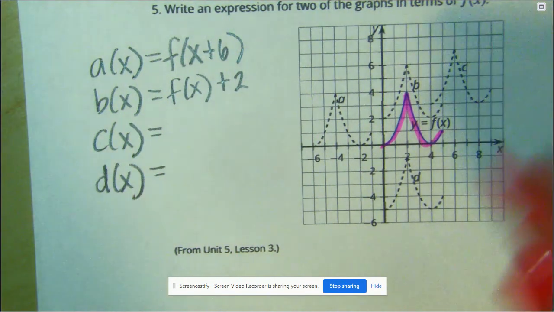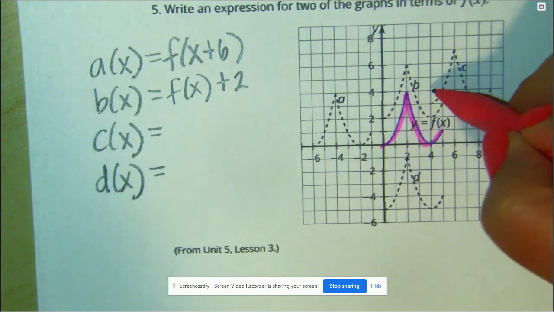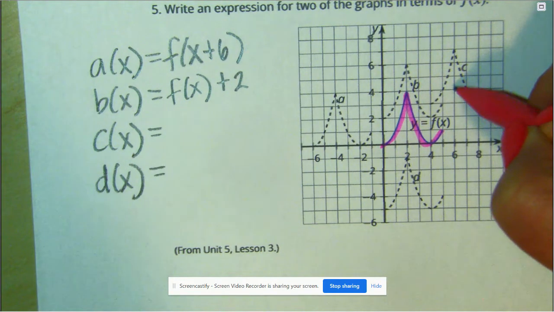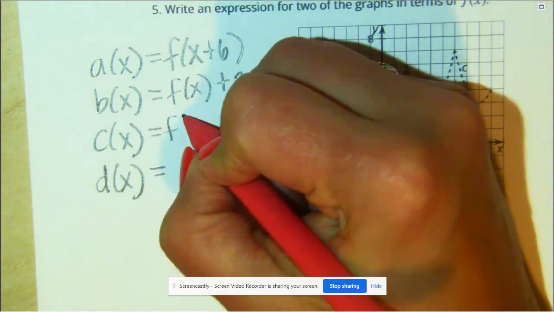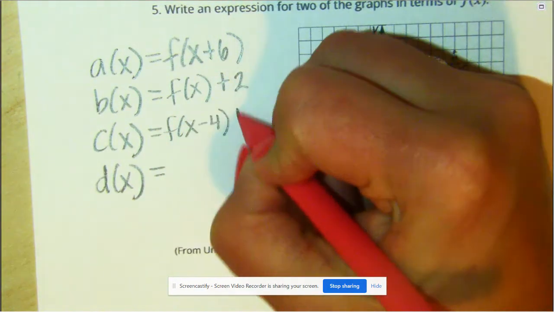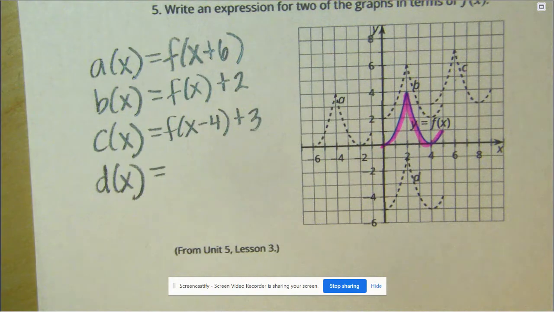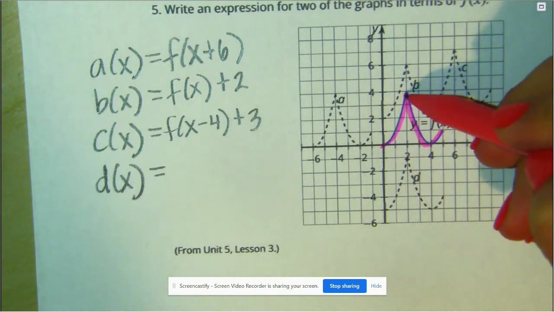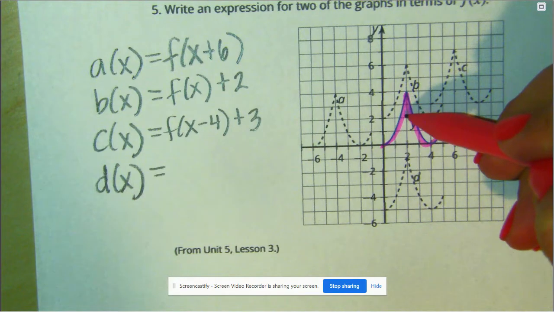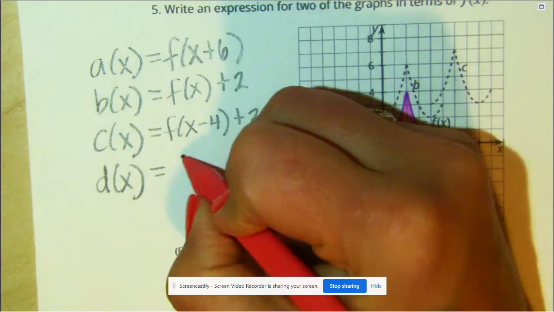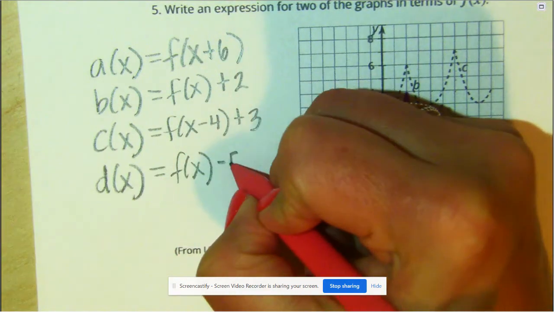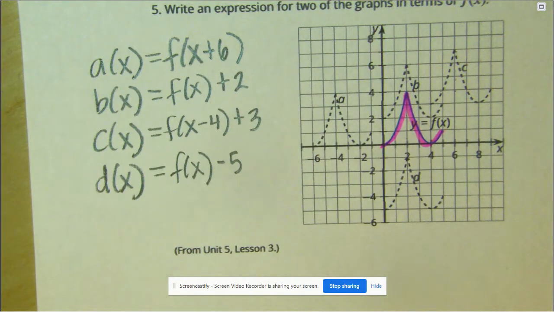To get C, I have to shift f 1, 2, 3, 4 to the right and up 3. And finally D, I have to take f and move it 1, 2, 3, 4, 5 down. Right? To move a function left or right, you put the number in with the input, and it's opposite of what you would think. And to move a graph up or down, you put the number at the end, which affects the output.